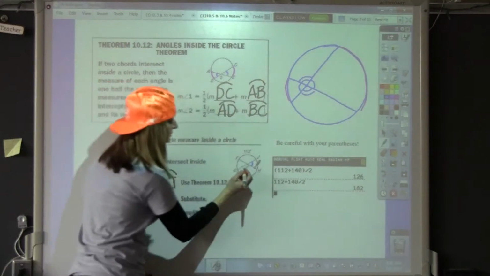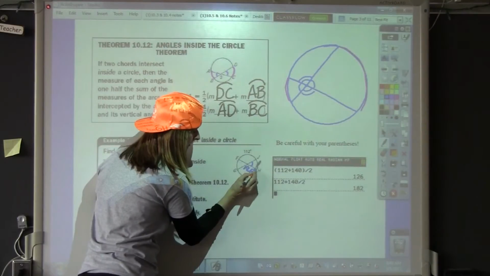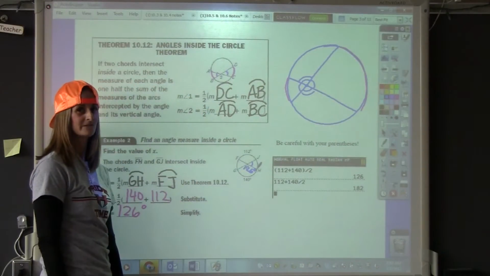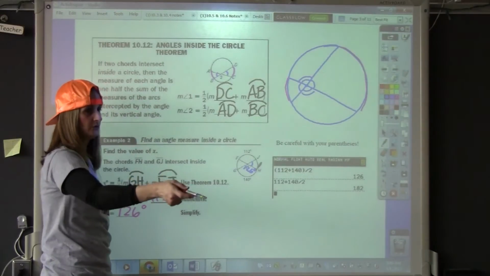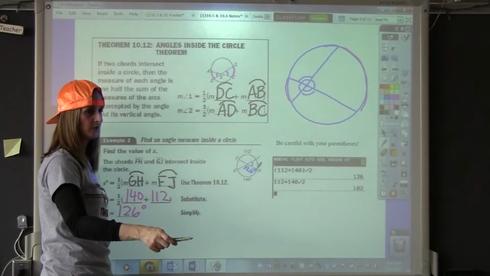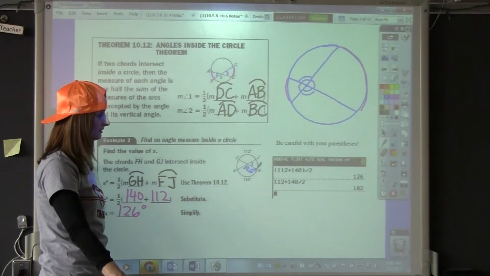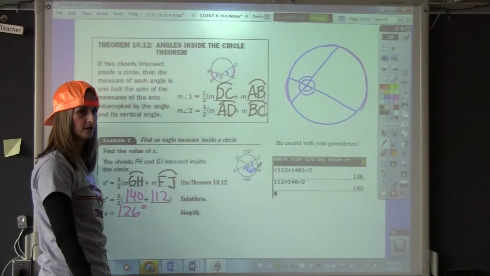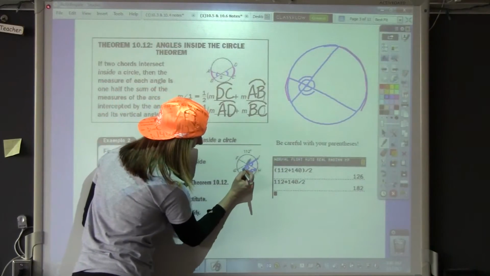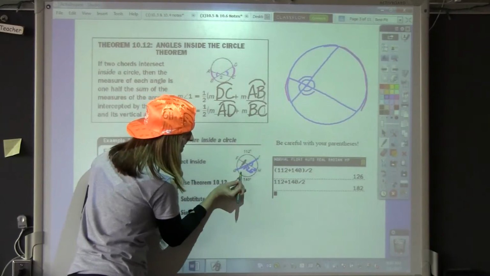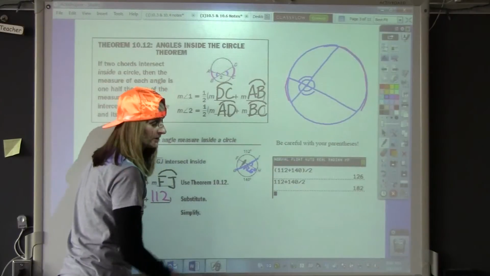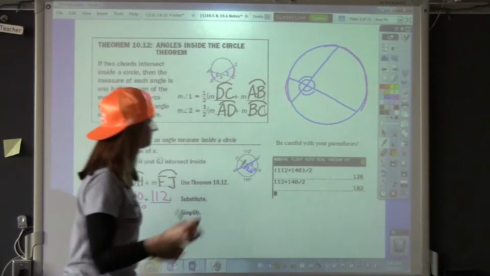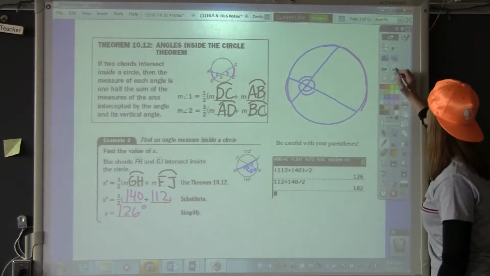How could you get that, now that you know this is 126? You could do 180 minus 126. You could multiply 126 by 2 and then subtract, but you're just making it more difficult. But you totally could do that. 180 minus 126, because this is a straight line, and together those two angles add up to 180. So you just do 180 minus 126 and you get the measure of that angle. Okay, fabulous. You'll need that in a minute.